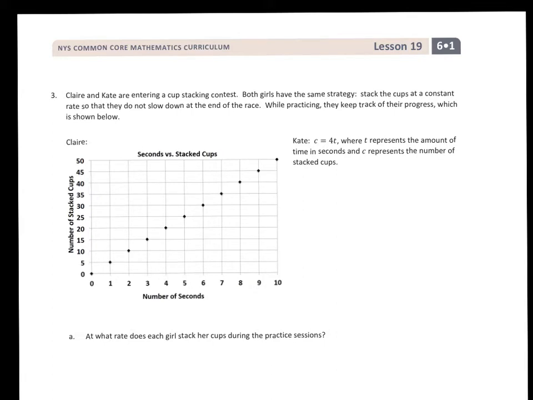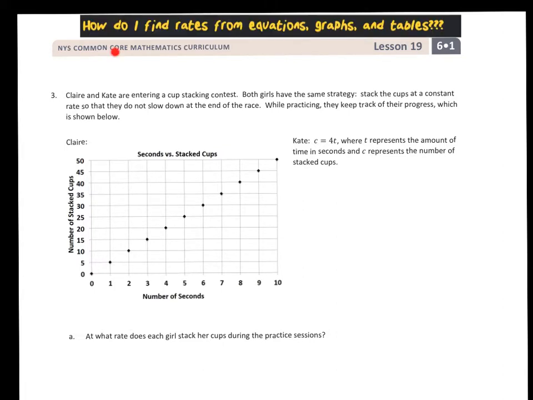And we're going to use this question, question 3, on the practice to figure out how to use word problems in order to find rates from equations and graphs. And after we figure out how to find these rates, how do we use those rates? What does that information do for me? Why does it matter? How do I apply it to my life? How do I apply it to a real-world problem?